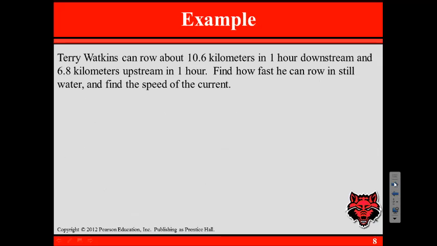Here's another example, and in this example, we're going to use the equation distance equals rate times time. Terry Watkins can row about 10.6 kilometers in 1 hour downstream and 6.8 kilometers upstream in 1 hour. Find how fast he can row in still water and the speed of the current. So we have two variables we're trying to find. We want to know how fast he can row in still water. Also, we want to know the speed of the current. So we can call the first x and the second y.